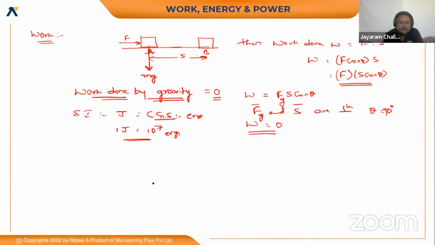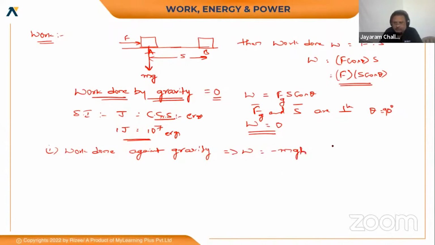If a body is working against gravity, the work done against gravity is negative. That means the gravitational force is in the downward direction and you are lifting in the upward direction. So work done is equal to minus mgh. You are lifting a block from the surface to a certain height. mg is downward, but your displacement h is upward. Both are in opposite directions, 180 degrees, and cos 180 is minus 1. So it is a negative work done.